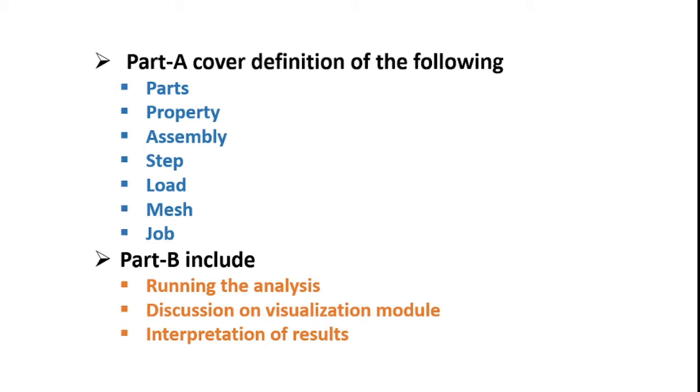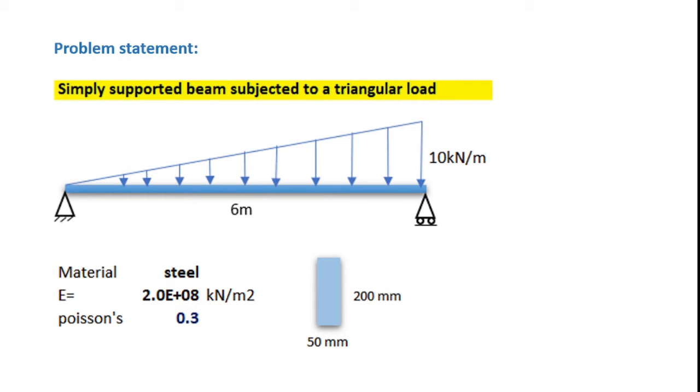So let us first read the problem statement. As you can see, shown is a simply supported beam subject to a triangular load. The span of the beam is 6 meters and the triangular load has an amplitude of 10 kN per meter at the right end, whereas it is 0 at the left end.